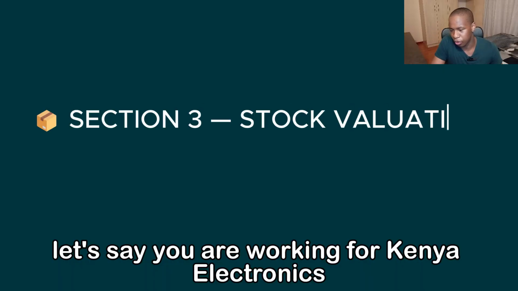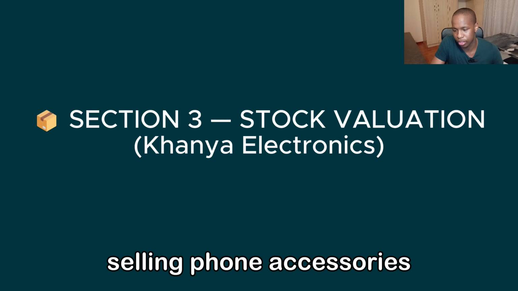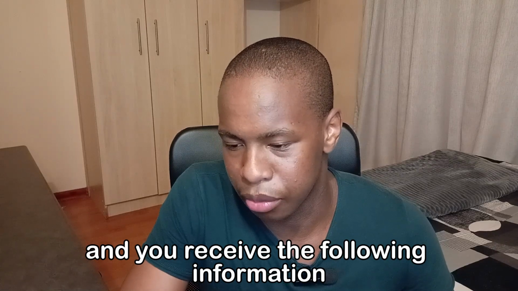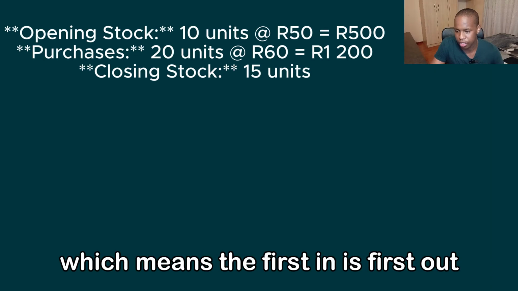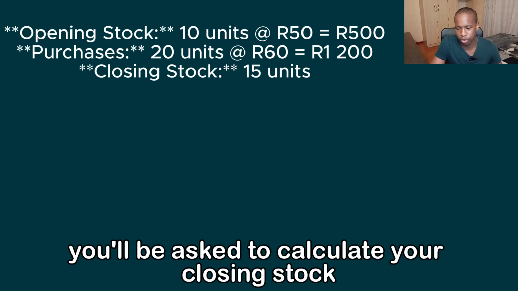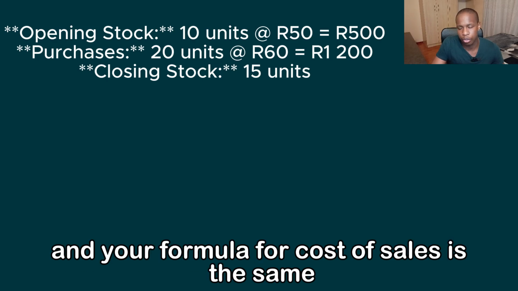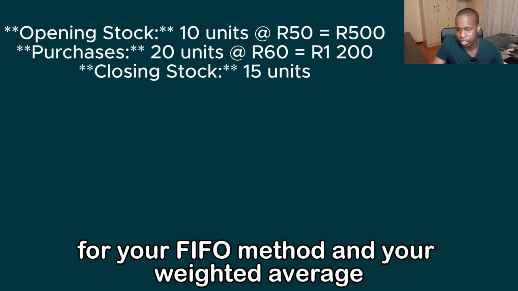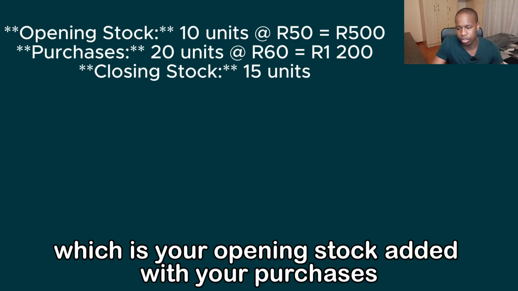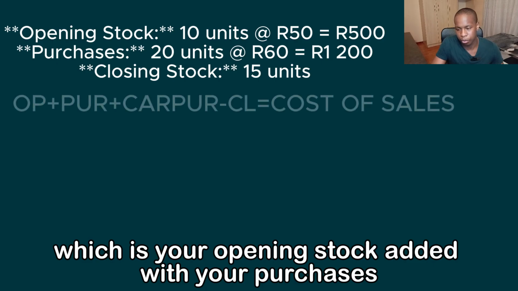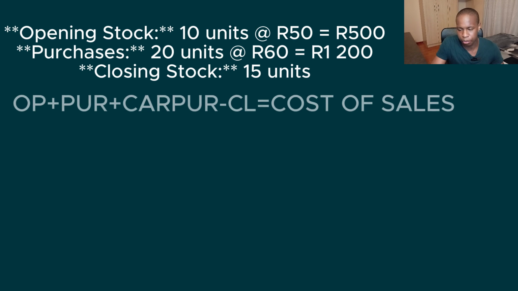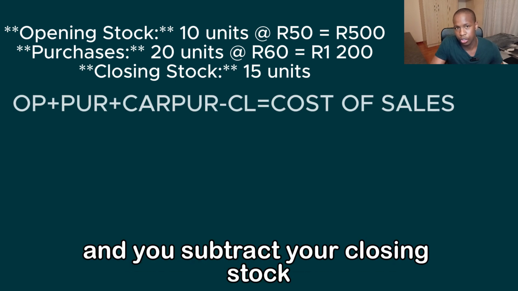Let's say you are working for Kanya Electronics, selling phone accessories, and you receive the following information. And you are told that the business uses the FIFO method, which means the first in is first out. And you'll most likely be asked to calculate your closing stock and sometimes your cost of sales. And your formula for cost of sales is the same for your FIFO method and your weighted average, which is your opening stock added with your purchases and carriage on purchases, and you subtract your closing stock.